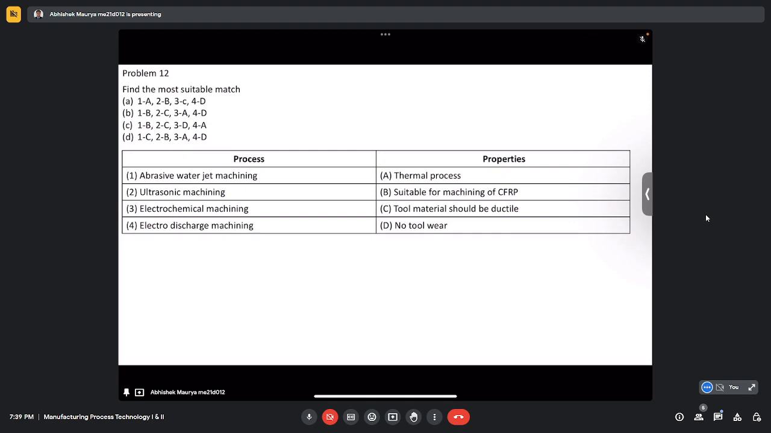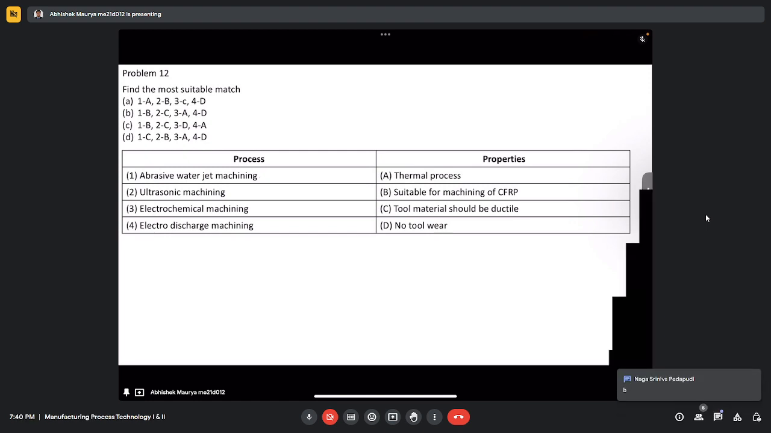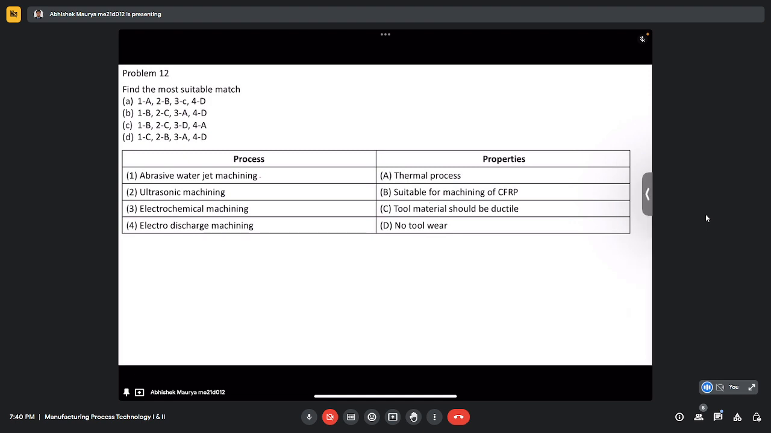Especially this method is used for the machining of composite materials like carbon fiber reinforced polymer composites. This method is well known because CFRP, if you use any other conventional machining, is not possible to machine, because they have reinforcement material as well as the matrix material. So only the abrasive water jet machining is suitable for that. So the correct match for the option is B.